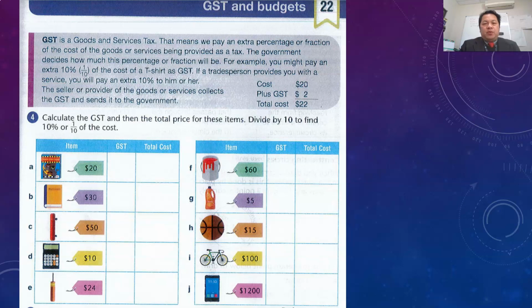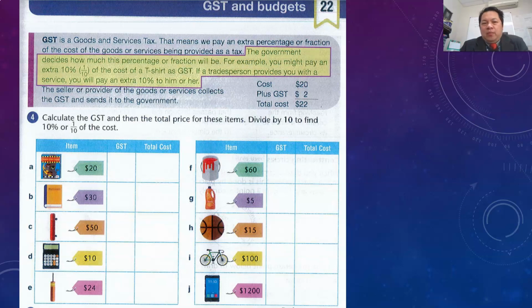First thing first, we'll talk about GST. I'm sure most of you have heard of this term called GST, Goods and Service Tax, that is implemented in most countries. As what is written in the book, the government will decide how much this percentage or fraction will be. In Australia at this point in time it is 10%.